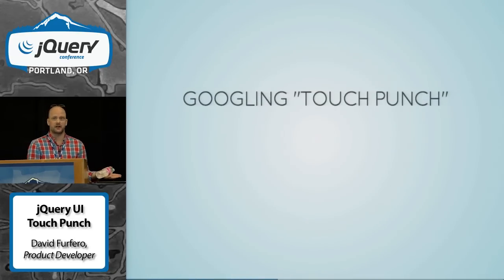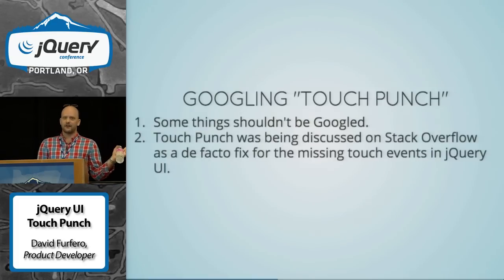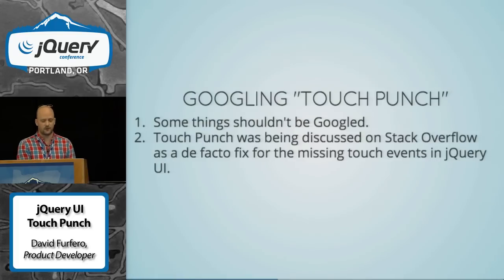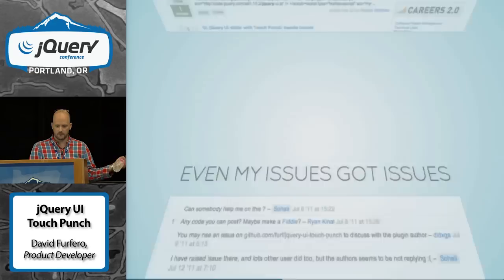So I Googled TouchPunch to try and figure out who's using this, and I learned a couple things. I learned that TouchPunch was being discussed on Stack Overflow as one of the de facto fixes. So I guess, I don't know, can you say one of the de facto? Is that wrong? I'm going to call it the de facto fix for the missing touch events in jQuery UI. There were a lot of articles of people asking, what happened to touch? How do I get this to work? And a lot of the comments said, try this, try that. And a lot of them said TouchPunch, and then there are some other libraries that just enable touch in general, which is probably a better way to go at this point.